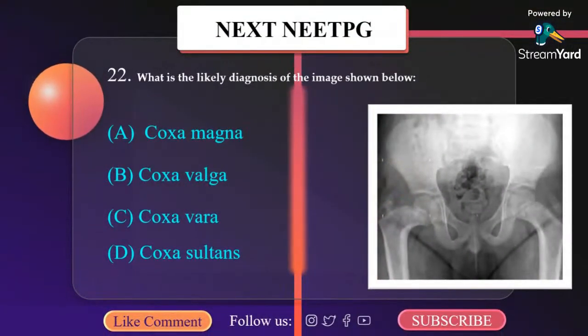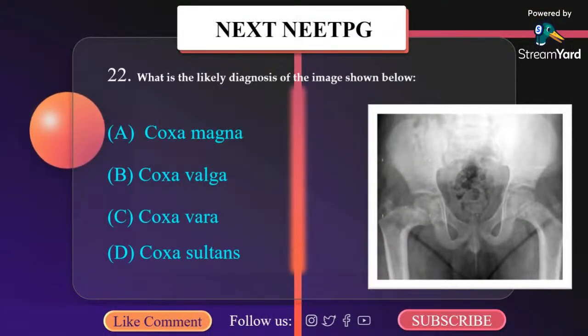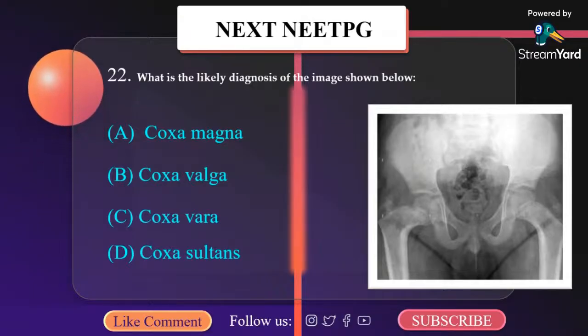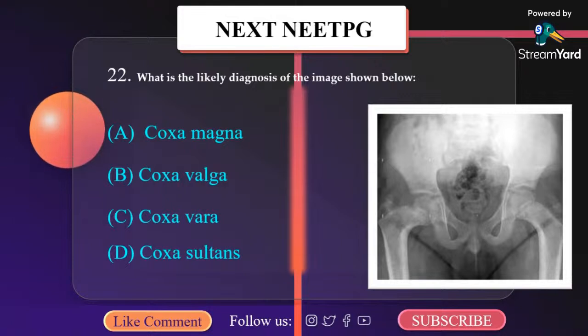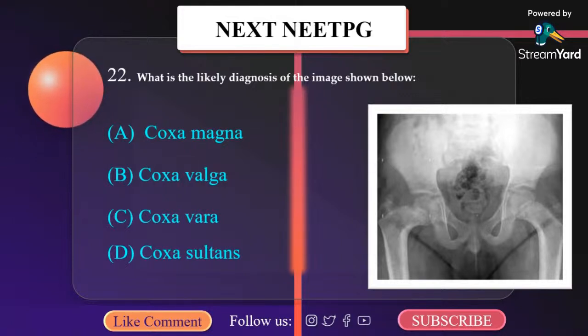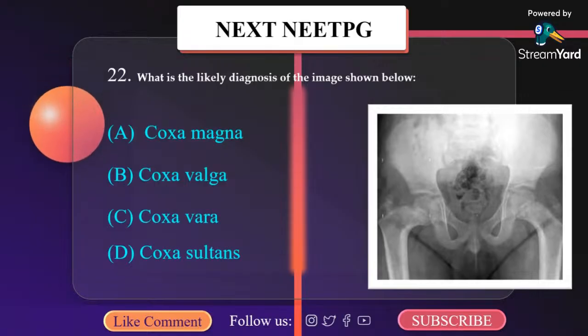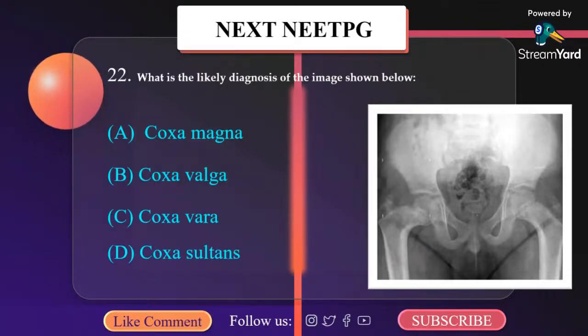What is the likely diagnosis of image shown below? Coxa magna, coxa valga, coxa vara, coxa saltans. It is coxa vara. A neck shaft angle of less than 125 degrees is referred to as coxa vara. Because the neck is normally aligned relative to the pelvis, the limb would be deviated towards the midline of the body in varus. A neck shaft angle greater than 125 degrees is coxa valga.